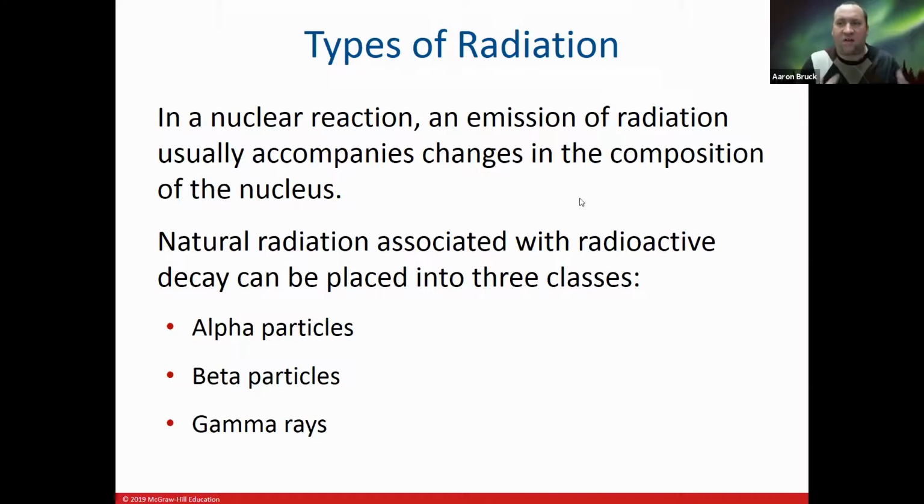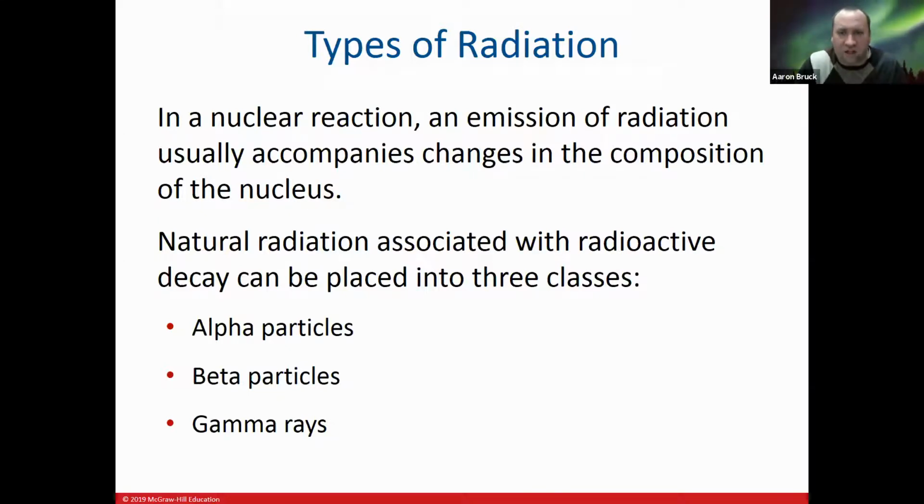So we've covered the idea of stability. There are certain atomic isotopes that have stable isotopes. But what about the ones that aren't stable? What kinds of things happen to them? And so that's what this is going to get into here with radiation.